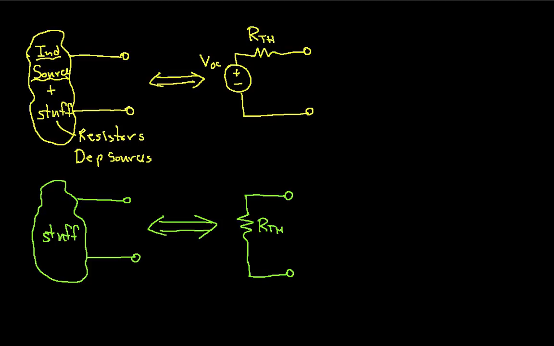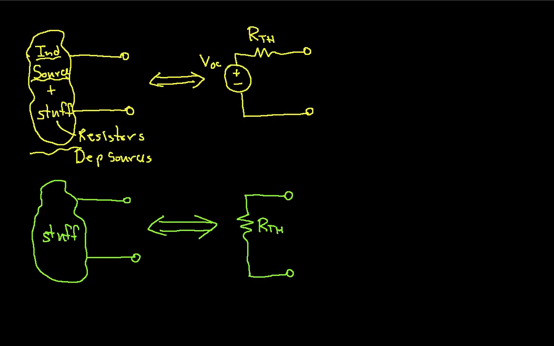And Thevenin's theorem says that all of this stuff, which is the other stuff plus the independent sources, is equivalent to a single voltage source in series with what we call the Thevenin resistance. So a single voltage source in series with a resistor. And it's equivalent in the sense that it has the same voltage-current characteristics as this whole blob of stuff. So this is really a useful thing to be able to do.